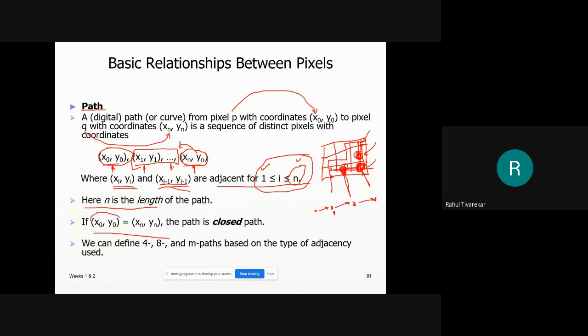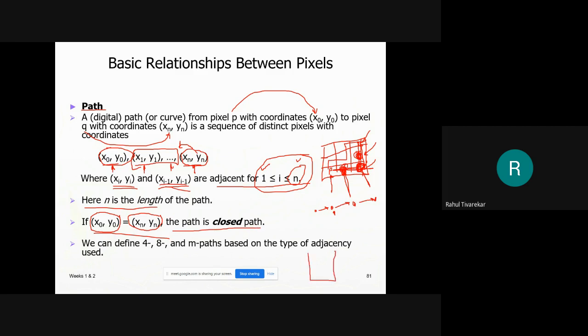If the originating pixel in the path and the terminating pixel in the path, in this case P and Q, where the path starts and path ends, if those two pixels are the same, then we say that the path is closed.